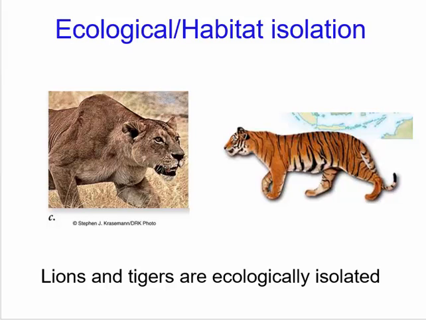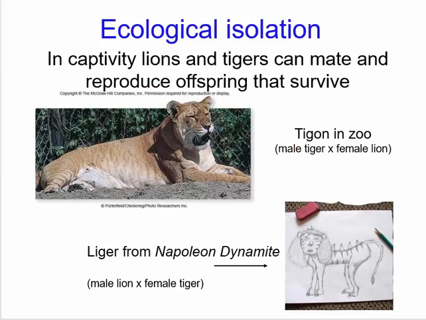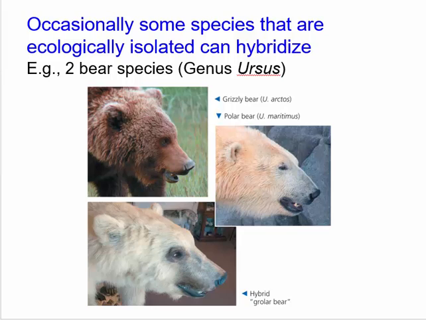Now, if you take the example of lions and tigers, these are ecologically isolated and geographically isolated. But if you put them together in, say, a zoo, you can actually get hybrids of lions and tigers, male or female, depending on which you have. You either get a tigon or a liger. So these organisms can interbreed, but they don't, unless they're in a zoo situation like this.